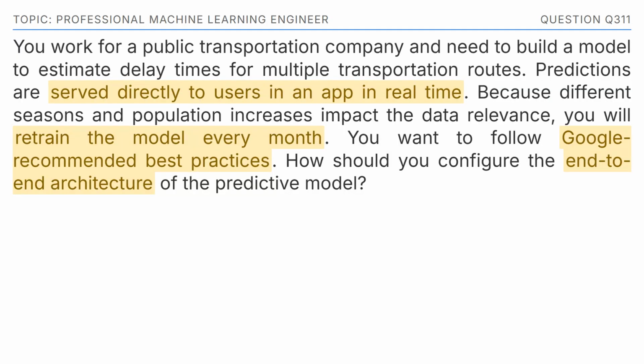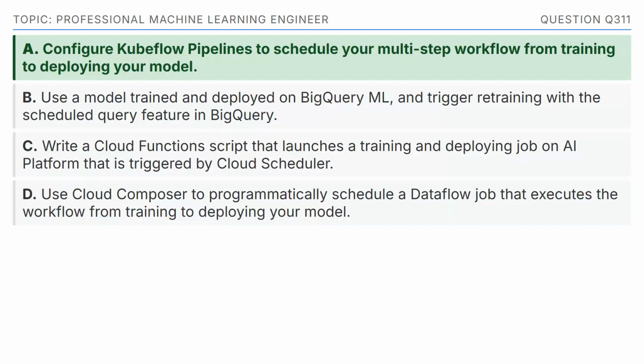To arrive at the correct answer, we focus on the keywords: served directly to users in an app in real time, retrain the model every month, Google recommended best practices, end-to-end architecture. The correct answer is option A. Configure Kubeflow pipelines to schedule your multi-step workflow from training to deploying your model.